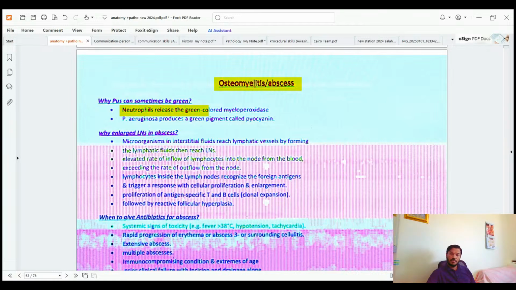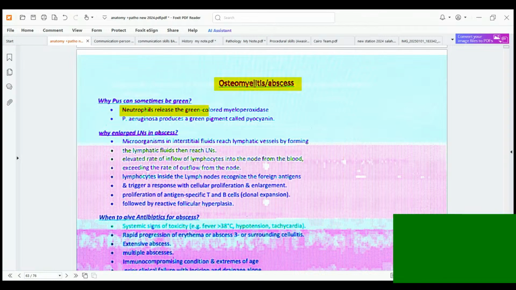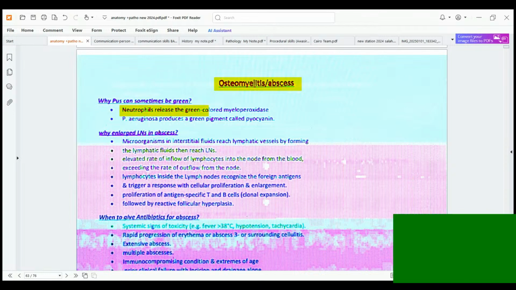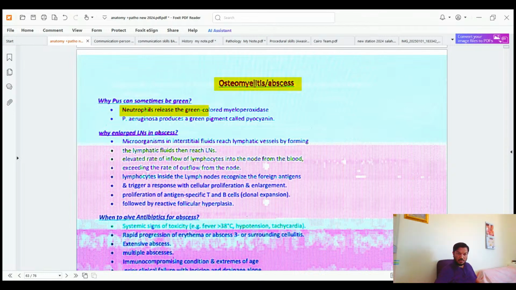Neutrophil release myeloperoxidase, which is green. Pseudomonas aeruginosa produces a green pigment. So one is neutrophil release of some peroxidase from a neutrophil, and Pseudomonas aeruginosa produces the green pigment in the enlarged lymph node abscess.